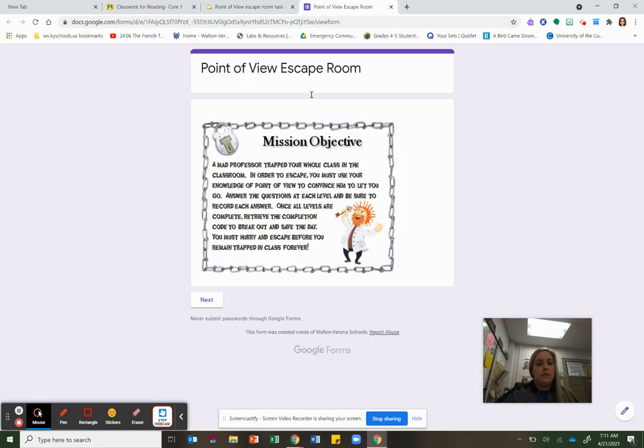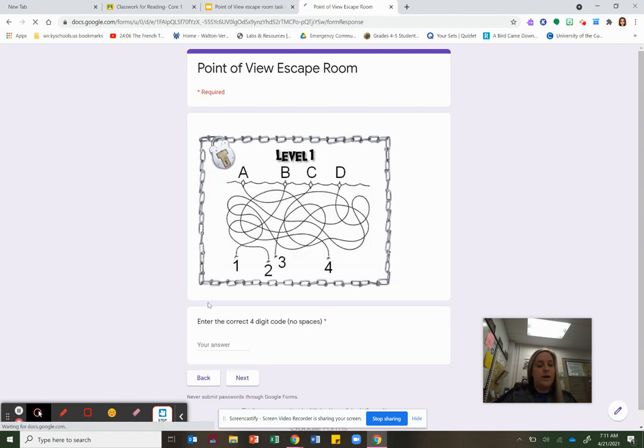If you look at this, it says, a mad professor trapped your whole class in the classroom. In order to escape, you must use your knowledge of point of view to convince him to let go. Answer the questions at each level and be sure to record each answer. Once all levels are complete, retrieve the completion code to break out and save the day. You must hurry and escape before you remain trapped in class forever. And then you will click next, and it's going to take you to level 1.